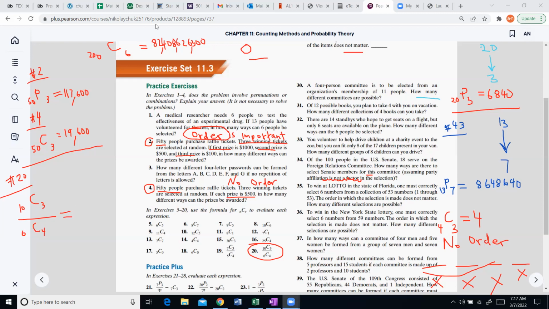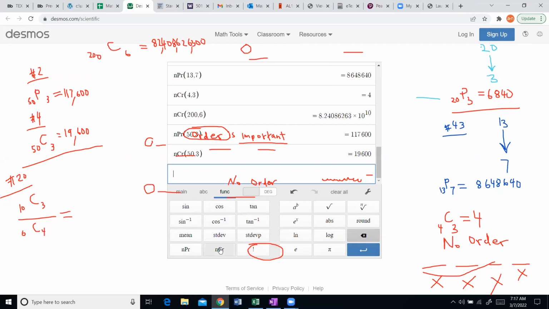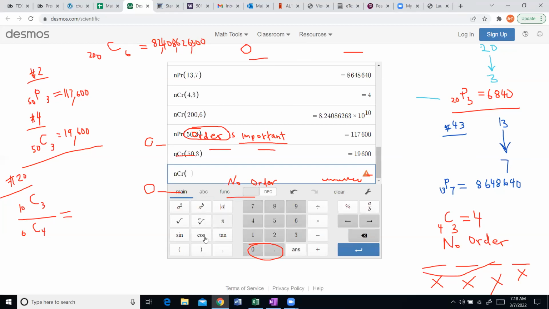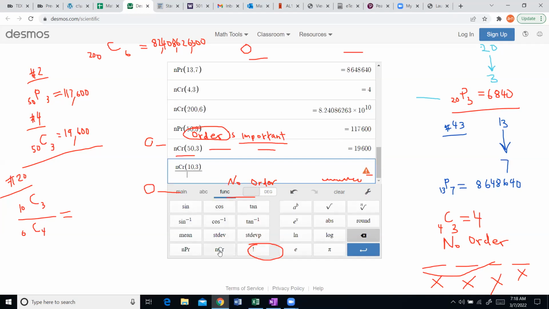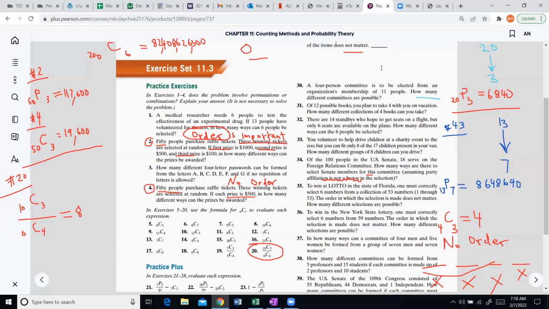Try one like here. So we go to functions, right? Combinations, 10, comma 3. And then I divide this. And I go back to functions again and get more combinations, right? So I go back to math, 6, comma 4, just like that. And notice we got a nice answer. It's 8, just like that. So these are pure calculator exercises. You can just enter this and get the answers right away. I think those are nice problems.